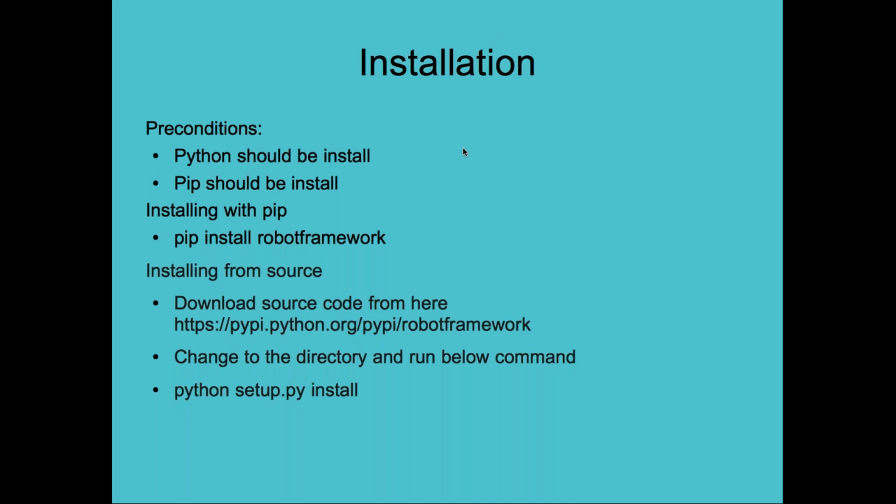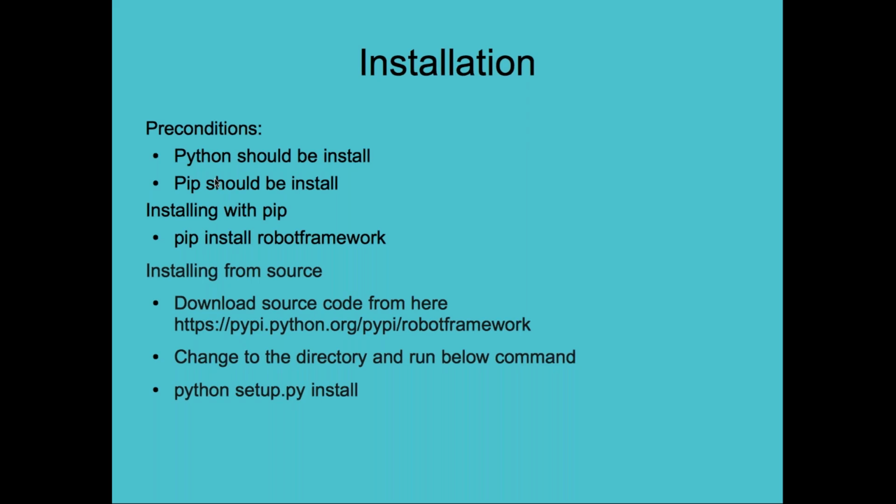Now we'll see how to install Robot Framework. Before installing Robot Framework, there are some preconditions. First, Python should be installed, because Robot Framework is written in Python. If Python is installed it will execute, or else it will throw an error. Next, pip should be installed. Why is pip required? If you want to install any Python module, you can install it through pip. Even Robot Framework we can install through pip. So we have to make sure of these two things.